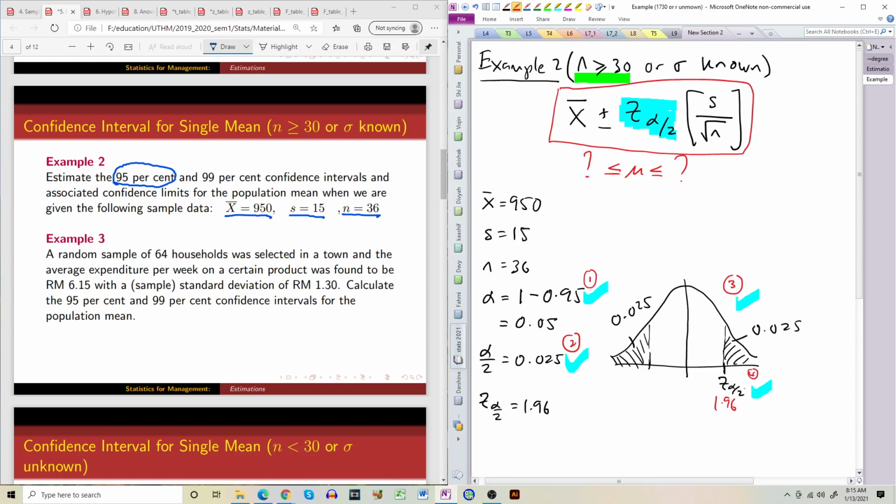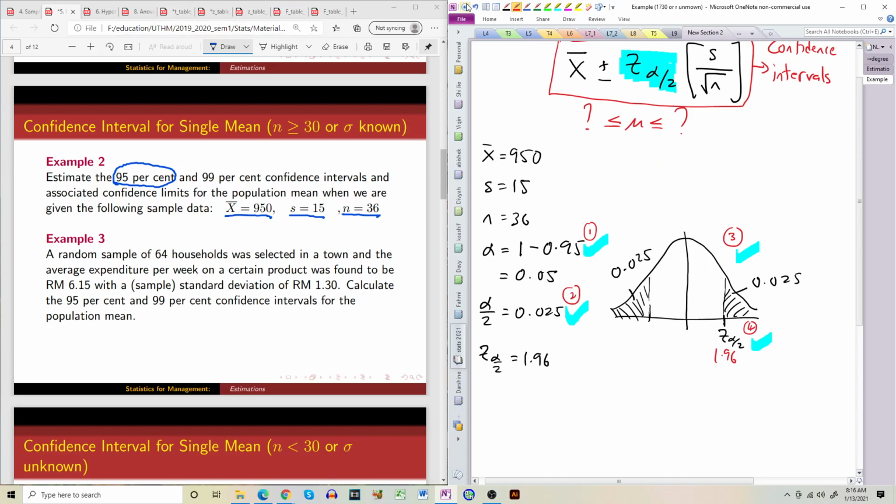Find the value. This is Z alpha over 2. So just now we saw from the table it is 1.96. Now we can compute the confidence interval. So let us compute now.